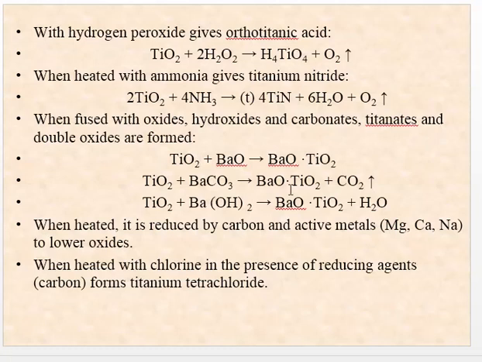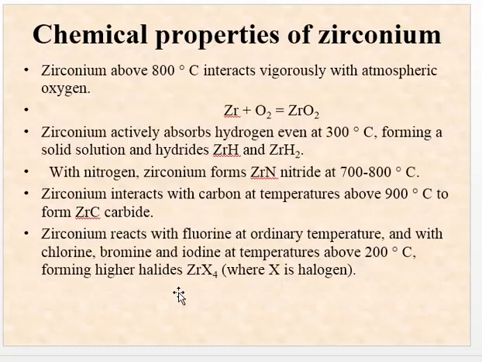Double oxides. This is a double oxide: barium oxide with titanium dioxide. But when heated, it is reduced by carbon and active metals to lower oxides. When heated with chlorine in the presence of reducing agents, carbon for example, it forms titanium tetrachloride.